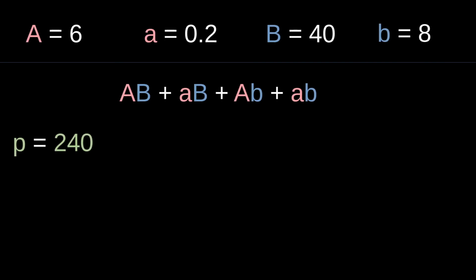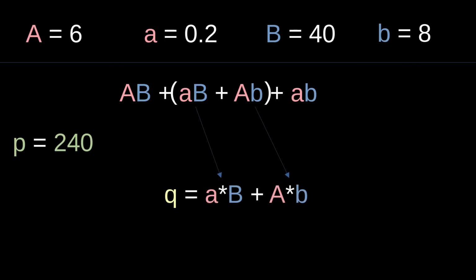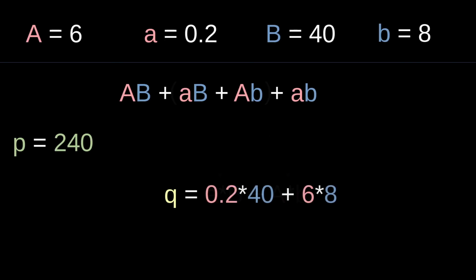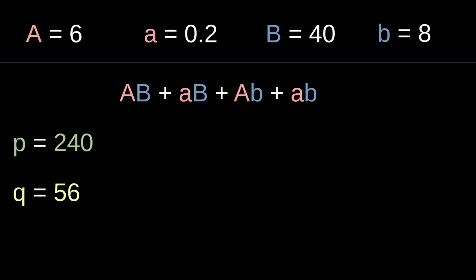The next thing that we've got to compute is the inner products. So we say that Q equals lowercase a times uppercase B plus uppercase A times lowercase B, which for us will give us 0.2 times 40 plus 6 times 8. And if we compute that out step by step, you end up with 8 plus 48, which will give you 56. So we've got P equals 240 and Q equals 56.